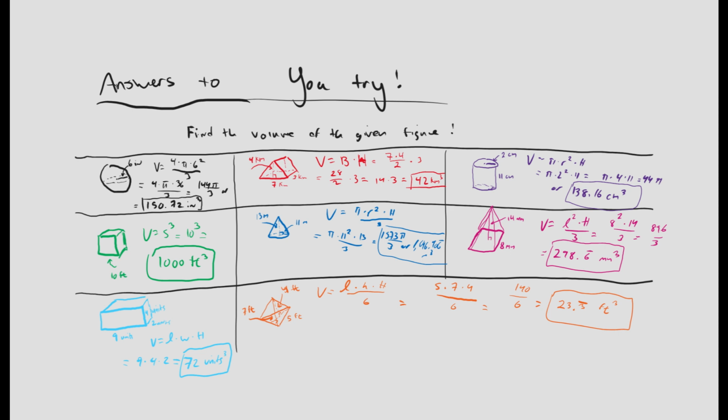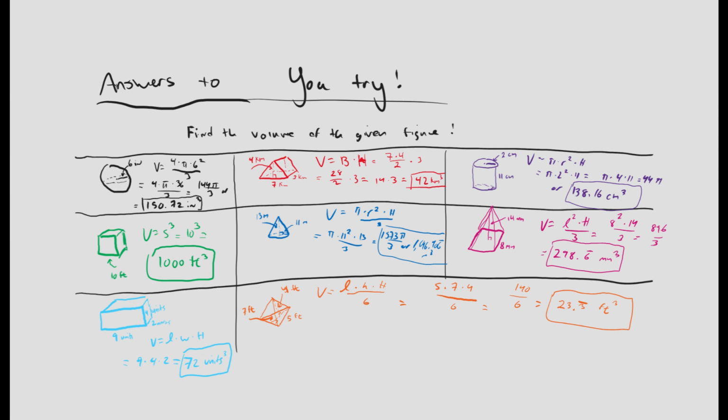We got the square-based pyramid there. Length squared times height divided by 3. The length is 8 squared, which makes 64, times 14 the height, which makes 896 divided by 3, 298.6 repeated millimeters cubed. We got ourselves a rectangular prism next. Length times width times height. That is 9 times 4 times 2 of what's given there. That's 72 cubic units. And lastly, we got ourselves a triangular prism, or triangular pyramid.